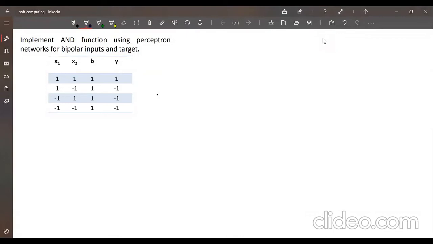Okay. Hello friends. In this video, I am going to solve a problem on perceptron network. Here we have been given the AND gate function. So we have to perform the perceptron network for bipolar units, which means we have to use the bipolar function for performing this perceptron network.